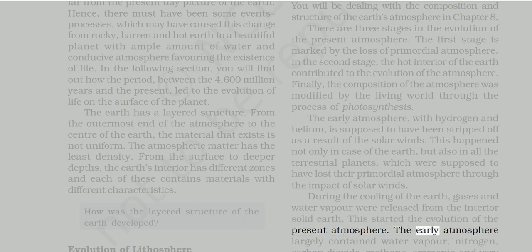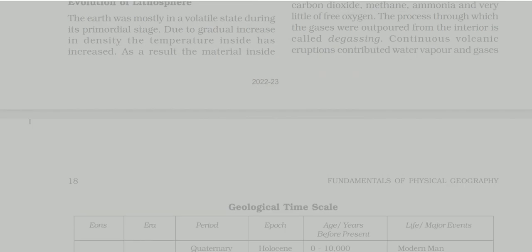The early atmosphere largely contained water vapor, nitrogen, carbon dioxide, methane, ammonia and very little free oxygen. The process through which the gases were outpoured from the interior is called degassing. Continuous volcanic eruptions contributed water vapor and gases.